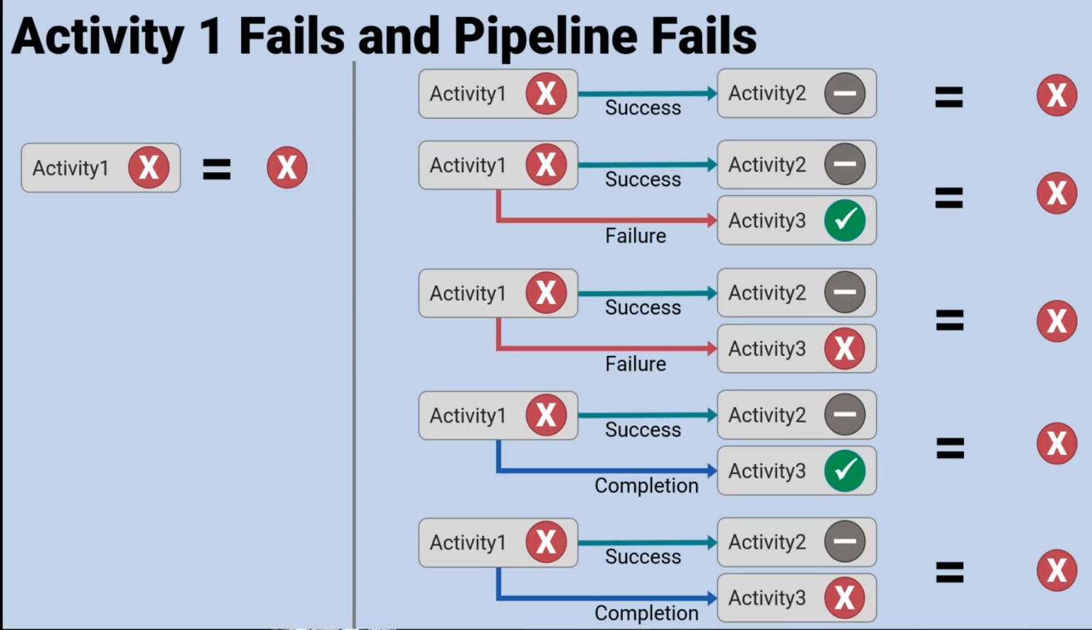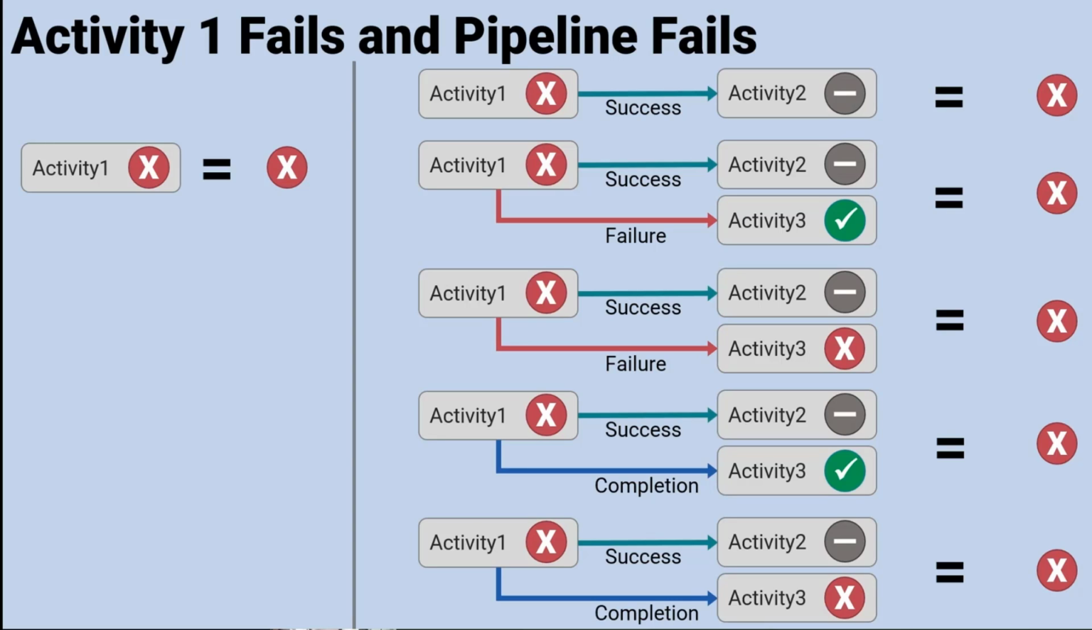Now let's say activity 1 fails and it's the only activity. The pipeline will, of course, report failure. If we add activity 2 with a success constraint and then activity 1 fails, activity 2 is skipped because of that, and the pipeline will fail. Here's where this gets a little tricky.